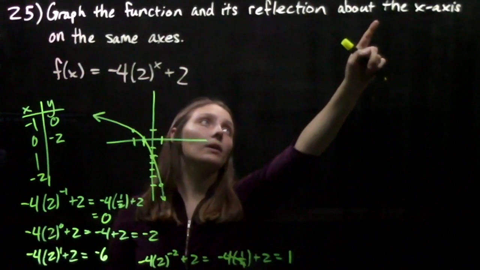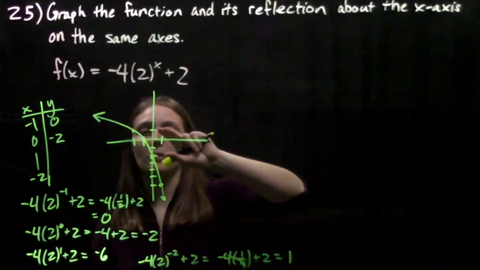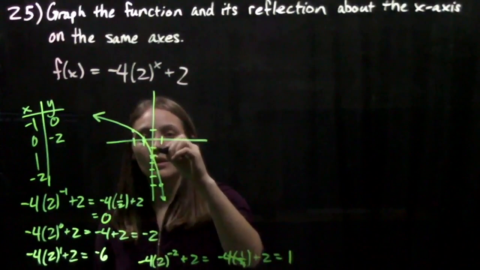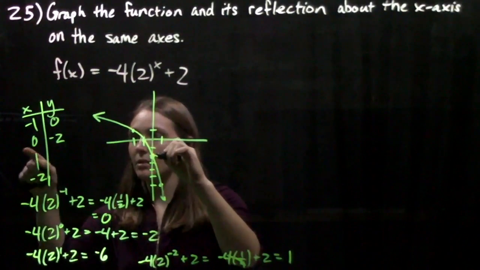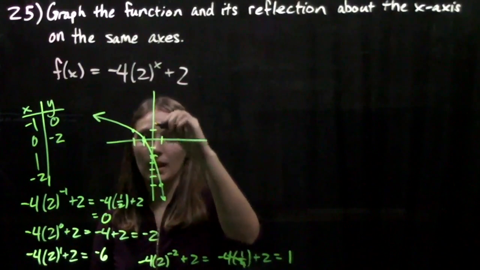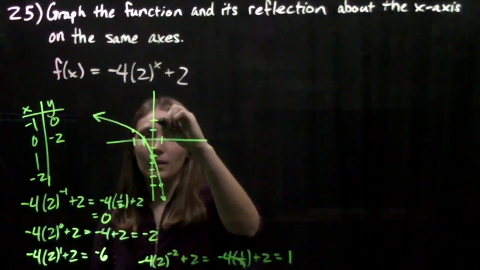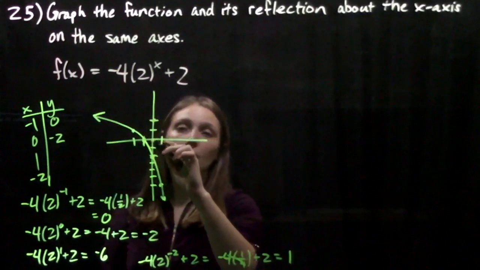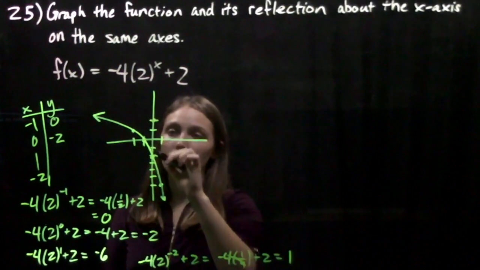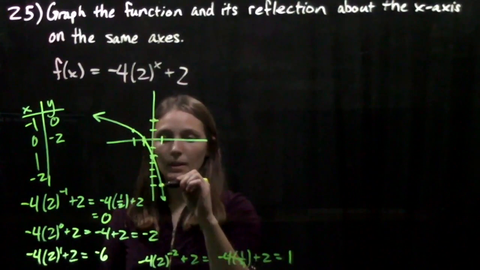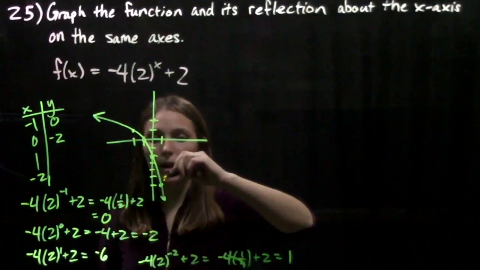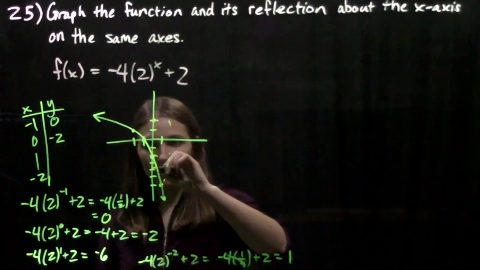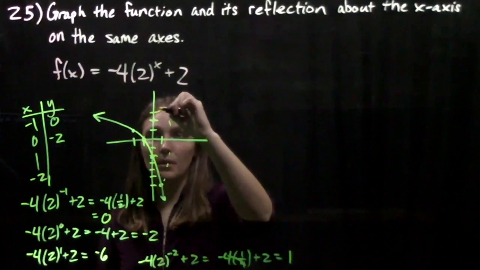And here we want it to reflect about the x-axis, which means we're going to flip every one of these points across the x-axis. So here we have the point 0, -2. We're going to flip that to be 0, +2. Here, this point's going to stay the same because it's right on the x-axis, so it's going to remain on the x-axis. This point we're going to take and we're going to flip it all the way on the other side, and we're going to take it up to, so let's see, it's 1, 2, 3, 4, 5, -6 here, so it's going to be +6 up here.